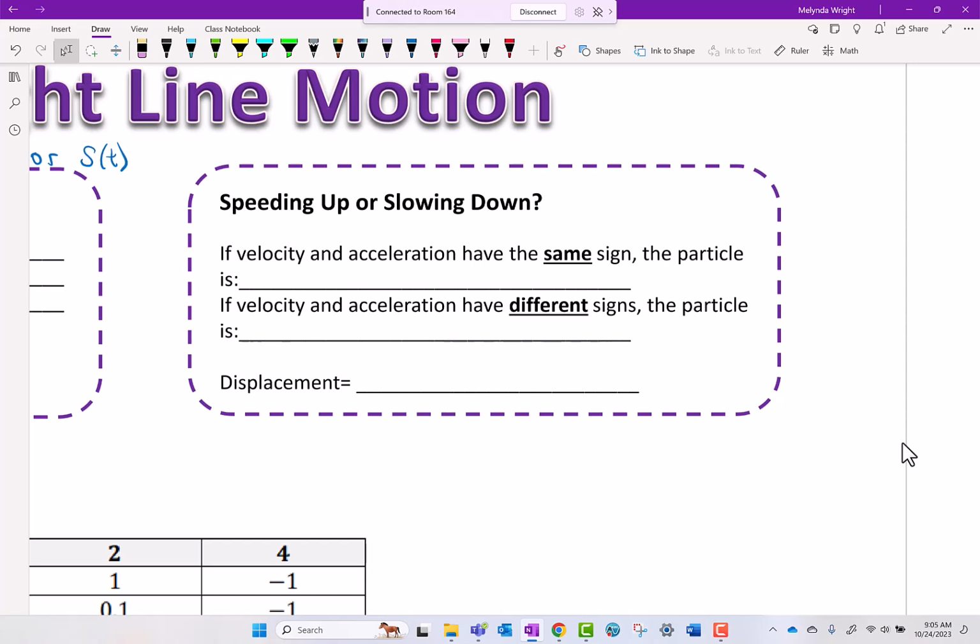Here's what we have to do. We have to compare velocity and acceleration together. We have to compare the signs of them. So if they have the same sign, like they're both positive or they're both negative, then the particle is speeding up. Okay, so that's the test that we use. We look at the sign of velocity and the sign of acceleration at a particular time, and then make that judgment call. Are they the same sign or different signs? If velocity and acceleration have different signs, then the particle is slowing down.